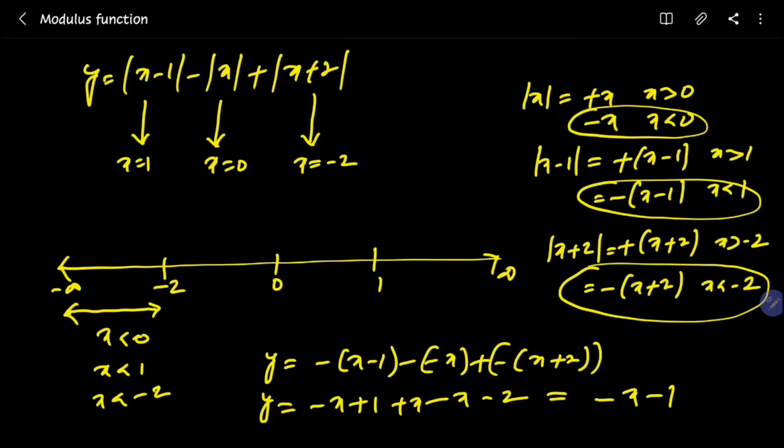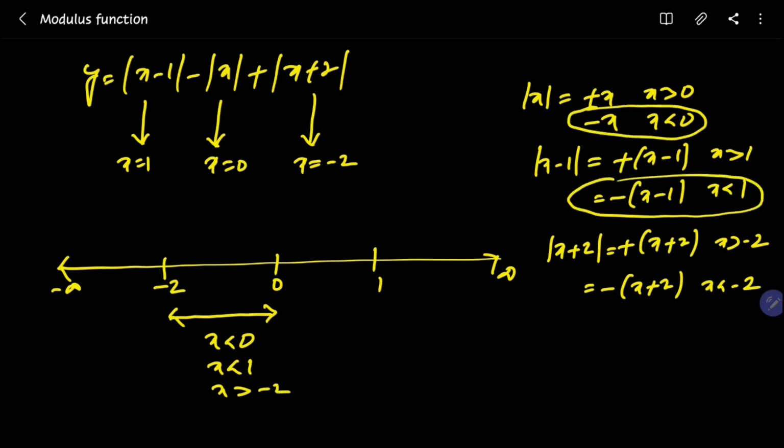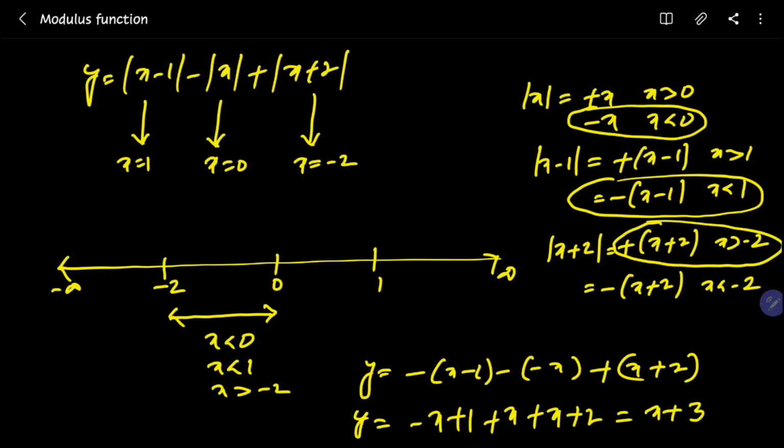In the very same way, let's analyze the behavior of all these modulus functions in the second interval, minus 2 to 0. We know that x is less than 0, x is less than 1 and x is greater than minus 2 in this interval. The function's behavior is as shown. So for the interval minus 2 to 0, mod of x minus 1 is minus of x minus 1, mod x is minus x, and mod of x plus 2 behaves as plus x plus 2. After simplification, we will be getting the function as x plus 3. So in the interval minus 2 to 0, the given combination of these modulus functions behaves as y equals x plus 3.